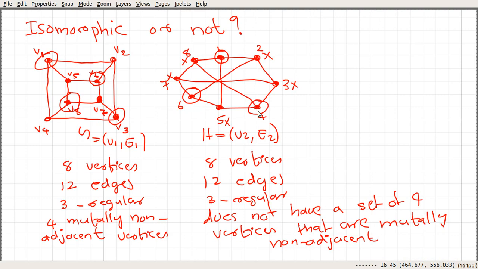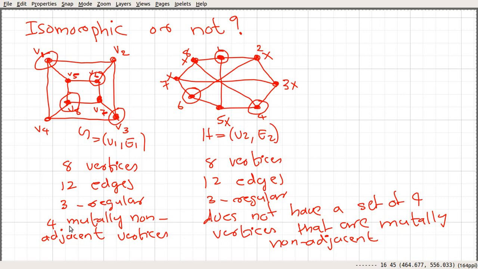Okay, similarly you can see that rather than taking 4, if you go with 3, again you will get into this kind of situation. So you can try possible combinations here, and you will see that you won't be able to find 4 vertices that are mutually non-adjacent.